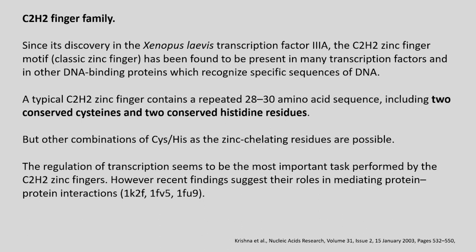A typical C2H2 zinc finger contains a repeated 20 to 30 amino acid sequence, including 2 conserved cysteine and 2 conserved histidine residues, but other combinations of cysteine and histidine are possible, for example in gene chelating residues. The regulation of transcription seems to be the most important task performed by the C2H2 zinc fingers. However, recent studies have suggested their roles in mediating protein-protein interactions as well.